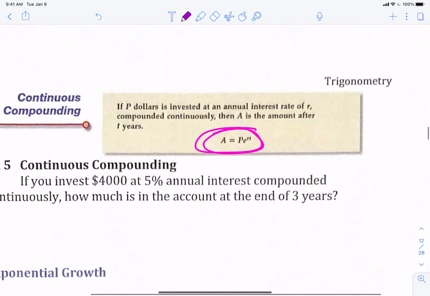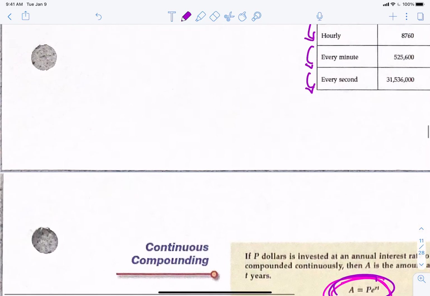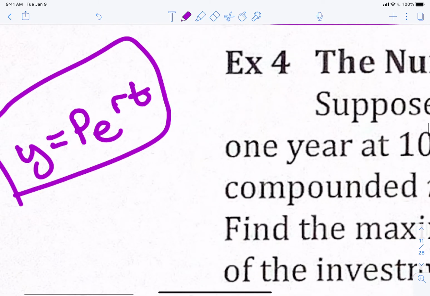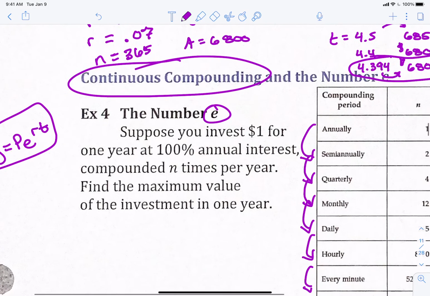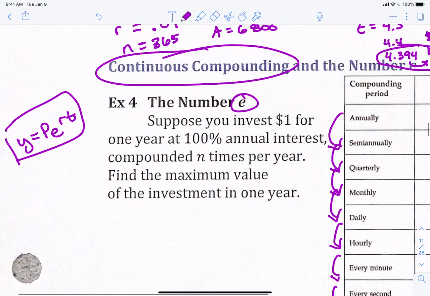It's probably on the next page. Yep, right here it is. A equals P E to the RT power. The RT is the exponent. But we no longer have the stuff in parentheses, because all of that stuff in the parentheses is going to get closer and closer to E the more times I compound per year. So we replace that with E, and when we're continually compounding, we use E instead of the stuff that was in parentheses.